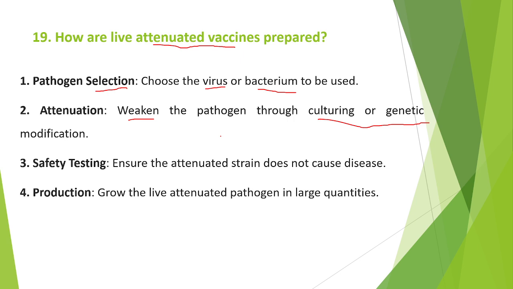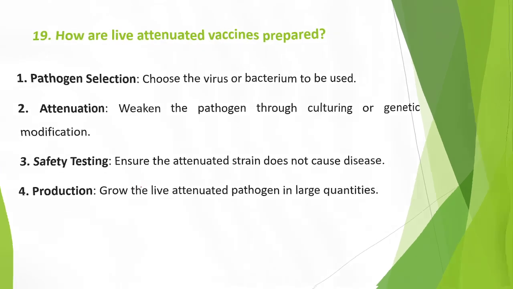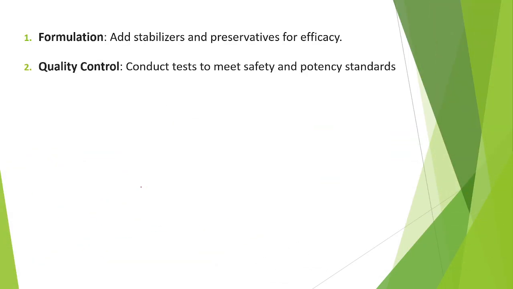And then also we look at the safety testing to ensure that the live attenuated strain does not cause any disease. We should make sure that it is not infective. And then production, growing the live attenuated pathogen in large quantities. So we have formulation, where stabilizers are added to preserve efficiency, and then quality control: conduct tests to meet the safety and potency standards.